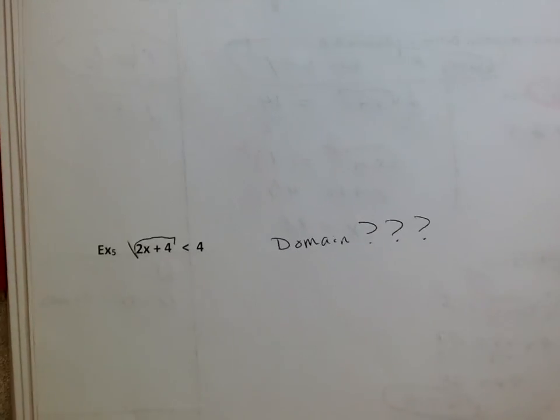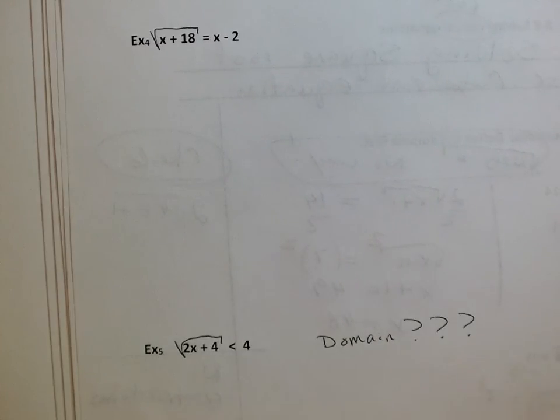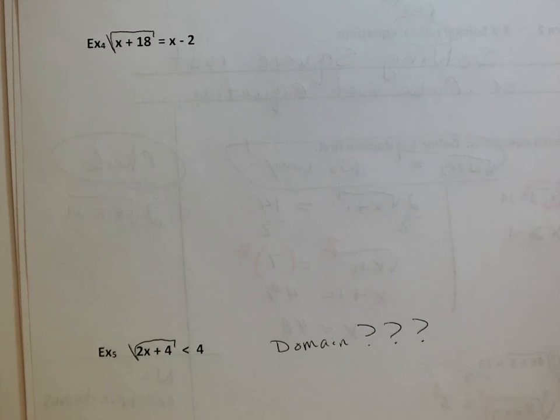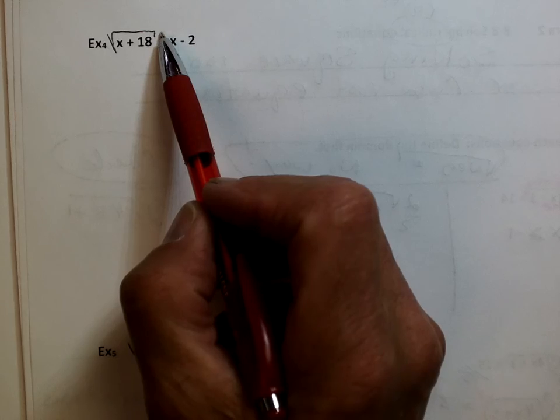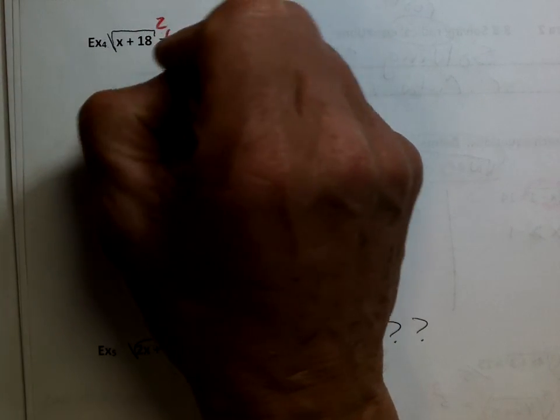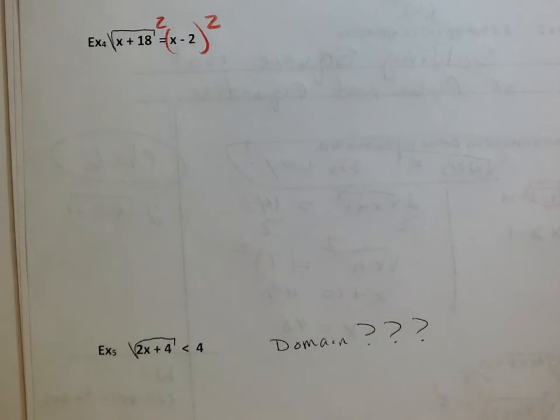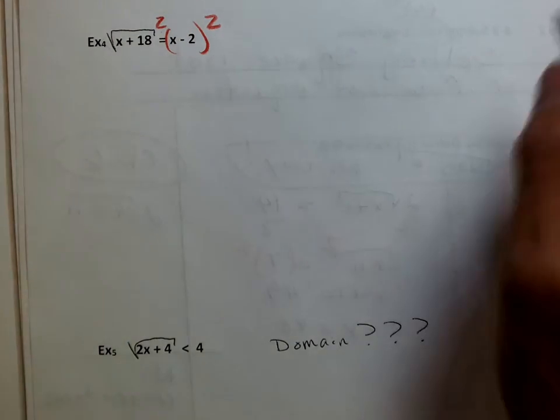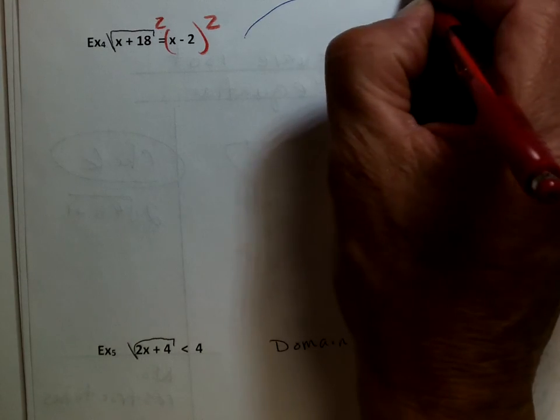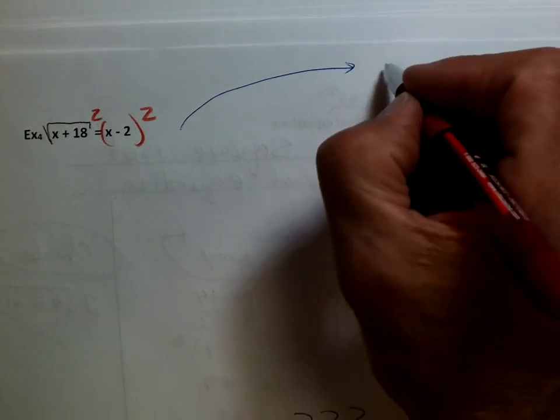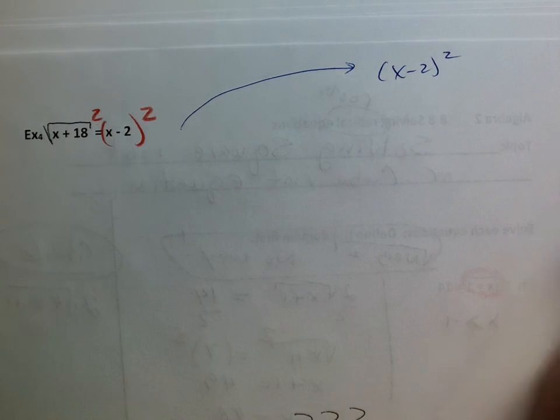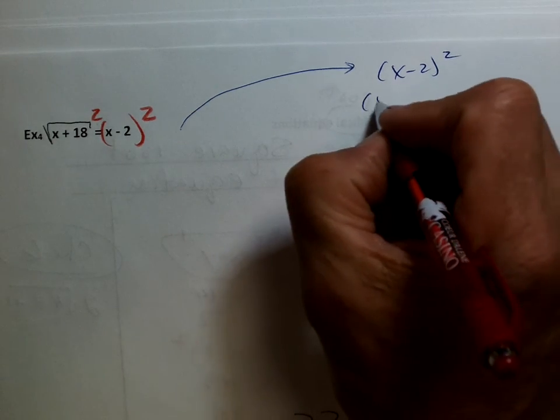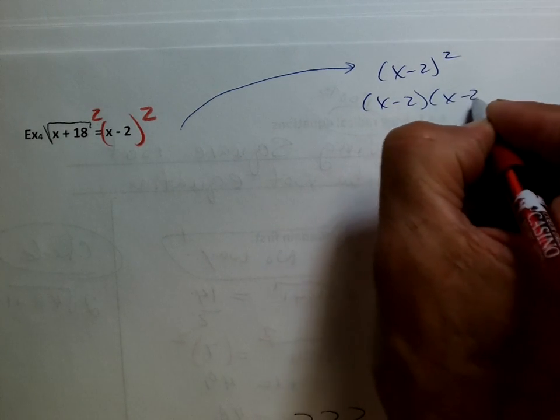Okay, now the next one is the one I like because the next one's going to make us think. 4 and 5 are going to be the thinkers, okay? So let's take a look at this problem. I'm going to get rid of the square root by squaring both sides, right? Square that, and I got to square this side, right? Now, we're going to remember a little side work. We're going to remember that x minus 2 squared is the same thing as x minus 2 times x minus 2, right?